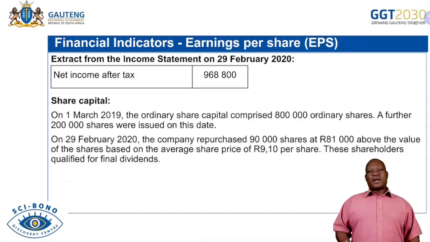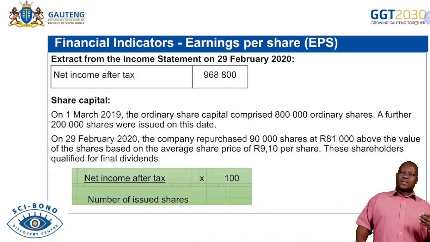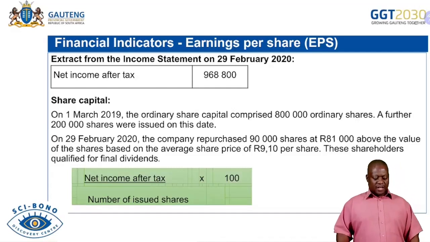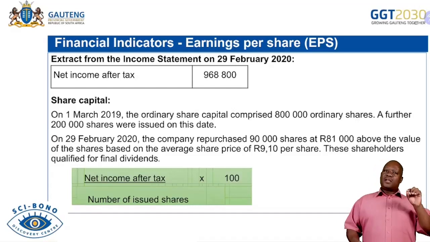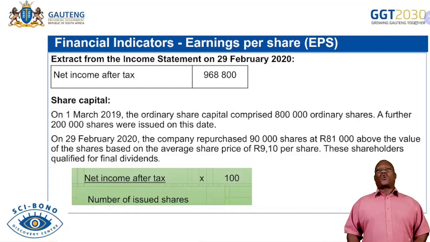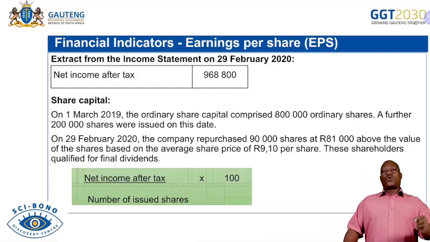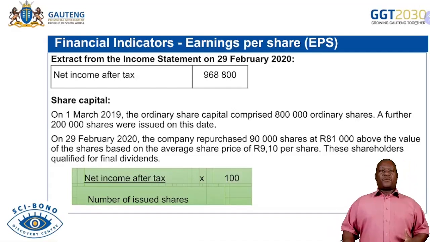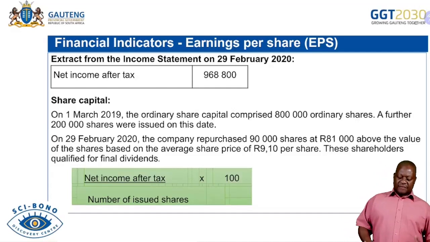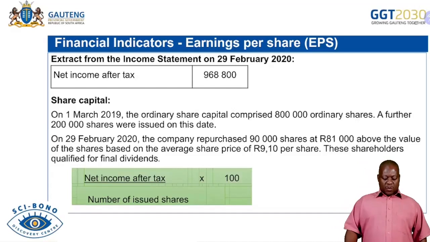Now let's check. I think we cannot subtract the 90,000 when it comes to the number of issued shares. Why? Because 1,000,000 shares got interim dividends and 1,000,000 shares got the final dividend. So when we are looking into the dividends per share, we are looking into the dividends on 1,000,000 shares. So this is the formula. Net income after tax divided by the number of issued shares, and we multiply by 100 because we want to make sure that our answer is given in cents. That's not to make it a percentage.